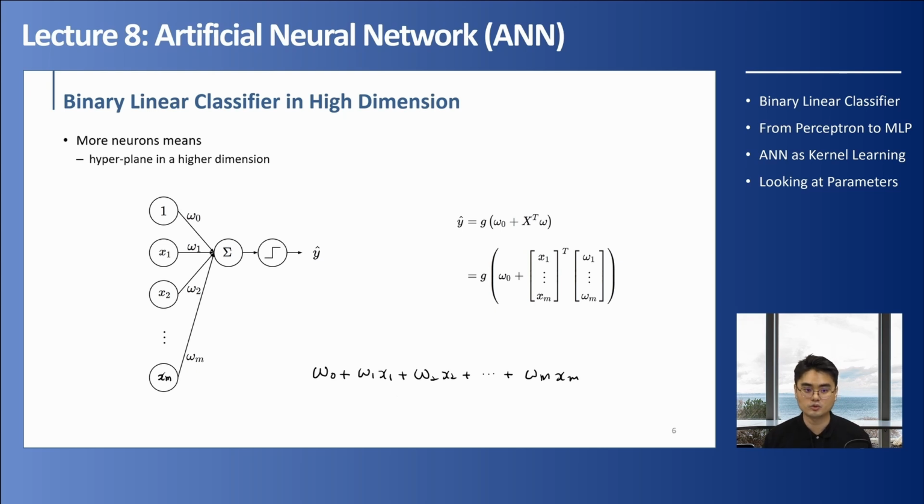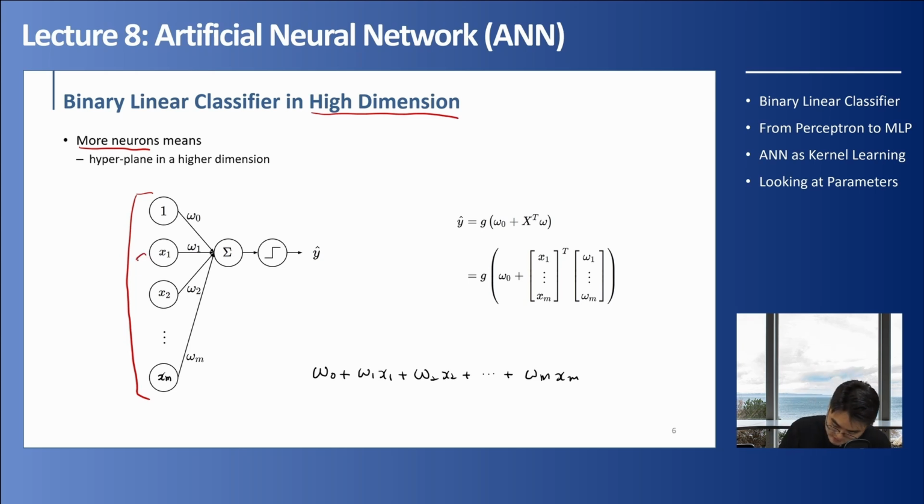And we can also do this binary linear classification in a higher dimensional space. And how can we do this? We can do this by adding more neurons. Like this model here. This is also a perceptron model, but with more input features. So what this means is, for example, here we have the input features from x1 to xm. So we have m input features.